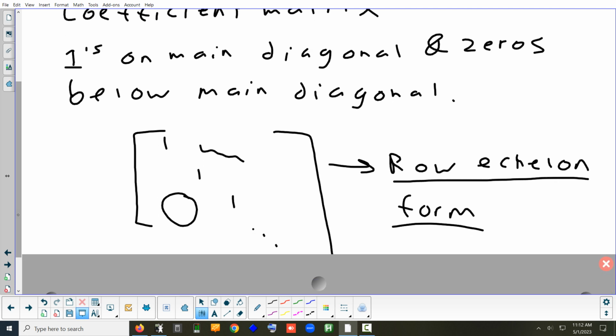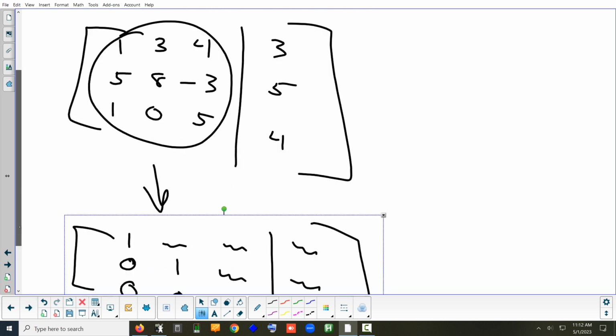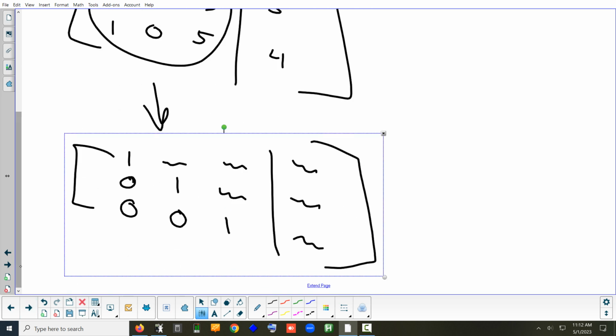Now, when I had this picture up here before, I said I don't care what happens above the main diagonal. If I did care about that, and I also tried to get zeros in all these spots, that's called reduced row echelon form. We don't get into that. That's where you get zeros below and above the diagonal. We're only going to focus on zeros below.